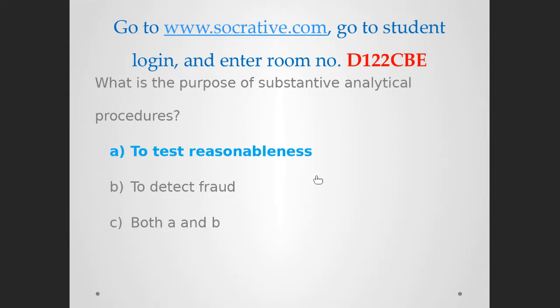Is this correct? Is there anything wrong? Right? The payroll was 25% of sales last year. This year it's only 18%. Is there anything wrong? Industry average is 24%. Is there anything wrong? Right? That's the only thing you can get from the substantive analytical procedure.